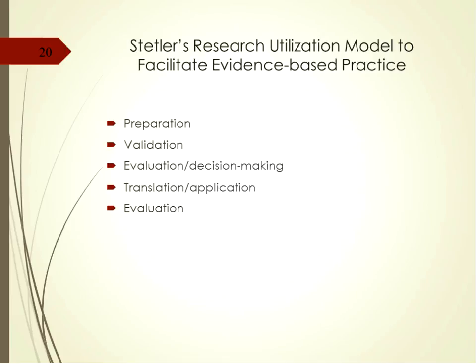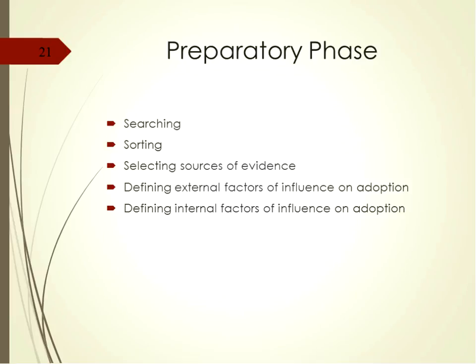This slide illustrates the steps of Stetler's research utilization model, which has been updated to facilitate evidence-based practice in phases: preparation, validation, comparative evaluation and decision-making, translation and application, and evaluation. Stetler's model provides direction for individuals and members of groups. Thus, it can be readily applied by nurse managers to the clinical setting. This model can be compared and contrasted to the steps of both the scientific method and the nursing process.